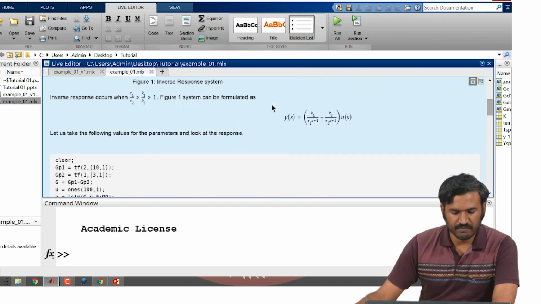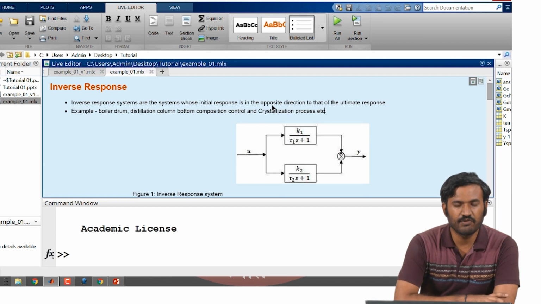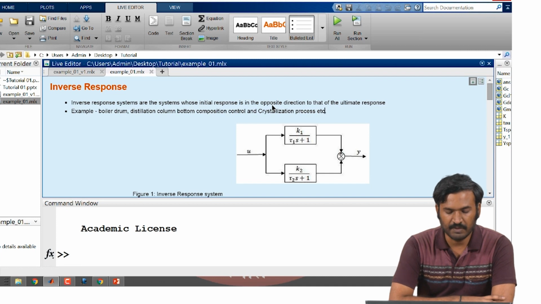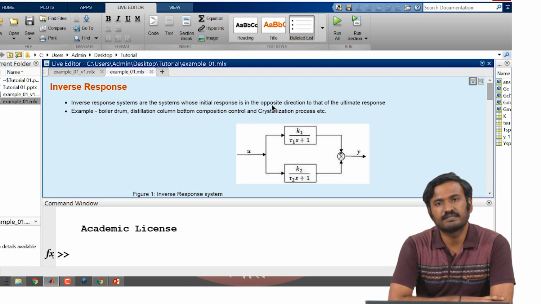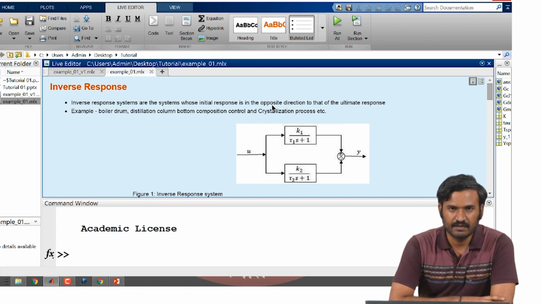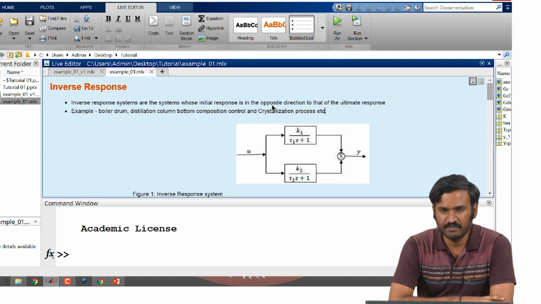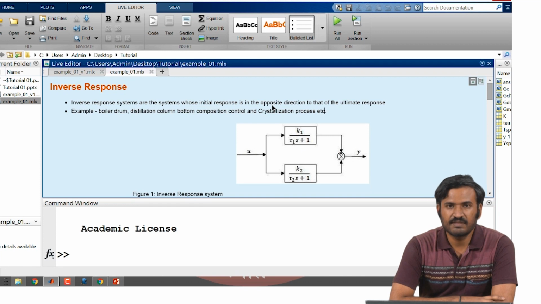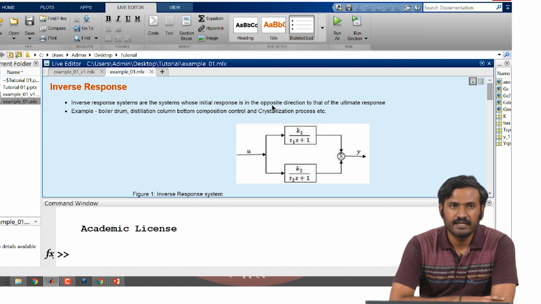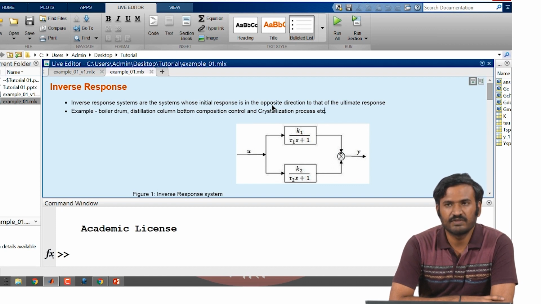Such responses can be found in boiler drum, steam boiler drum operation, distillation column bottom composition control, and crystallization and similar processes. Whenever there are two parallel first order processes combined together to give an output, such processes display inverse response. So, the idea is whenever you give a step input, the system will initially respond in the opposite direction of the final value.